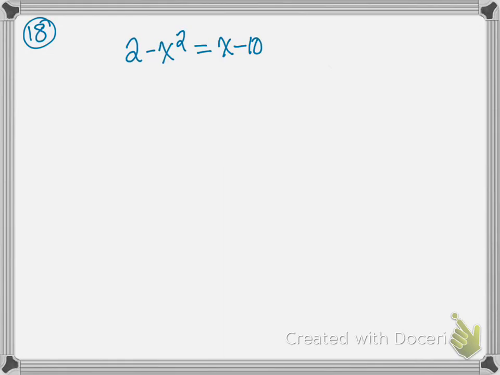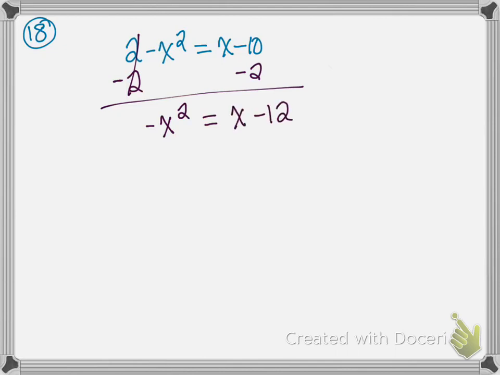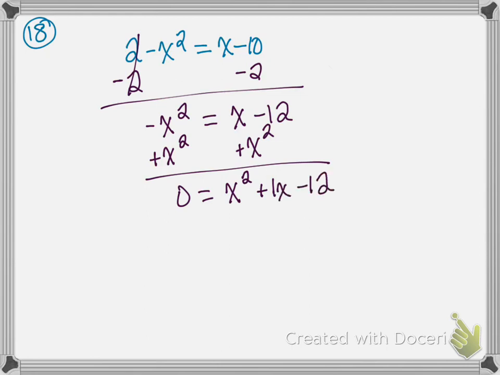So I can really move things either direction. I'm actually going to subtract 2 from both sides. And then I'm left with negative x squared equals x minus 12. And now I'm going to add x squared to both sides. And the reason that I did it that way is because now the coefficient associated with my x squared is positive. That really makes it easier to factor if that coefficient is positive 1 instead of negative 1. So again, I'm factoring.